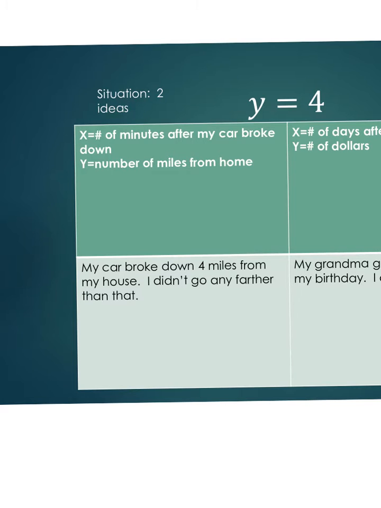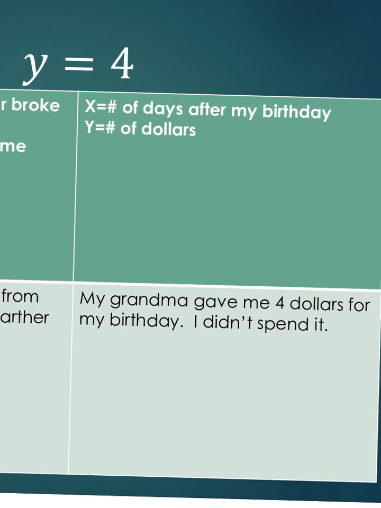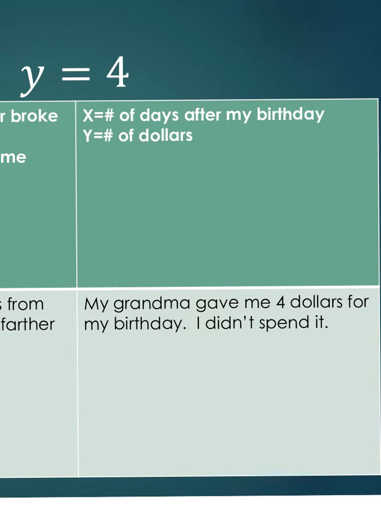And another situation, and notice when I talk about the situations, I tell you what x stands for in each situation. So in the second situation, x is going to stand for the number of days after my birthday, and y is the number of dollars. So y equals 4 because I had $4 on my birthday, and then I haven't spent any money, so y is going to stay as 4.